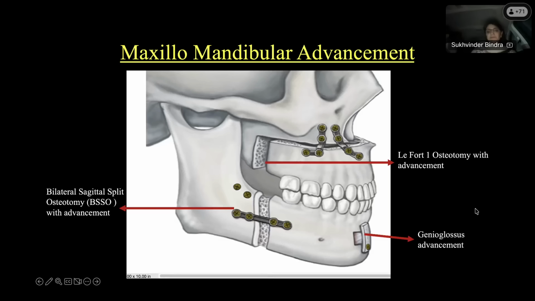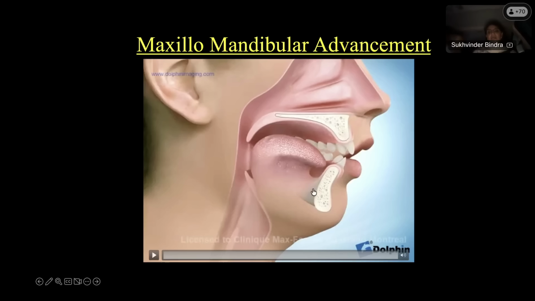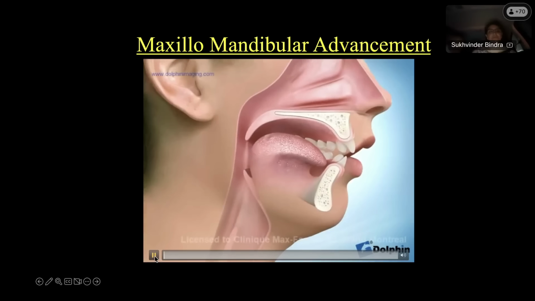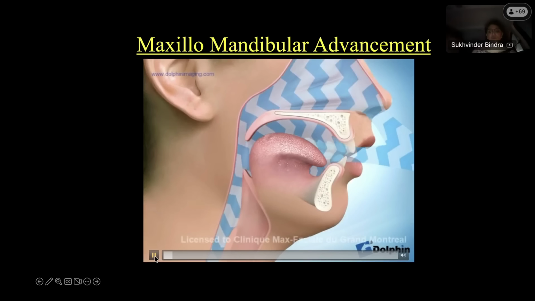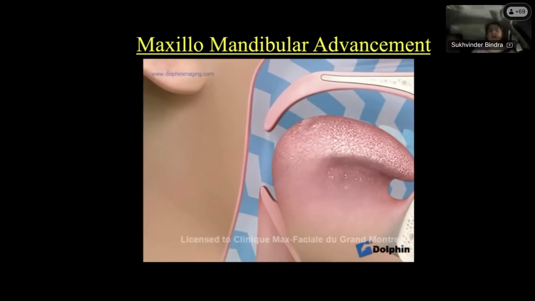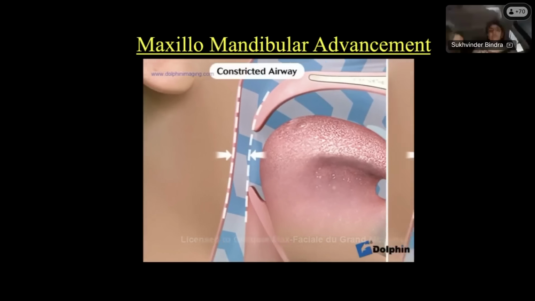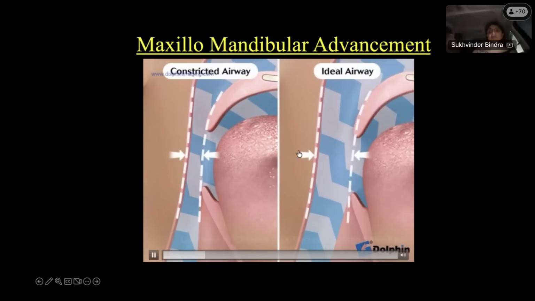Another procedure which addresses the anterior-posterior dimension is maxillomandibular advancement. We give the Le Fort 1 osteotomy cuts. We advance the mandible by bilateral sagittal split osteotomy, and we advance the chin by genioglossus advancement or genioplasty. So in this video, I'll just show you how mandibular advancement helps. So this is a constricted airway, and this is how the ideal airway looks.